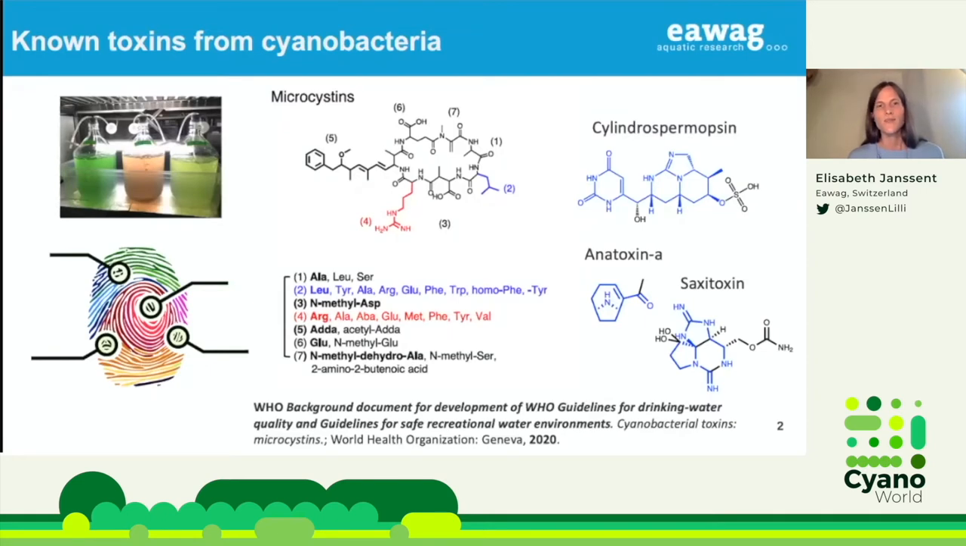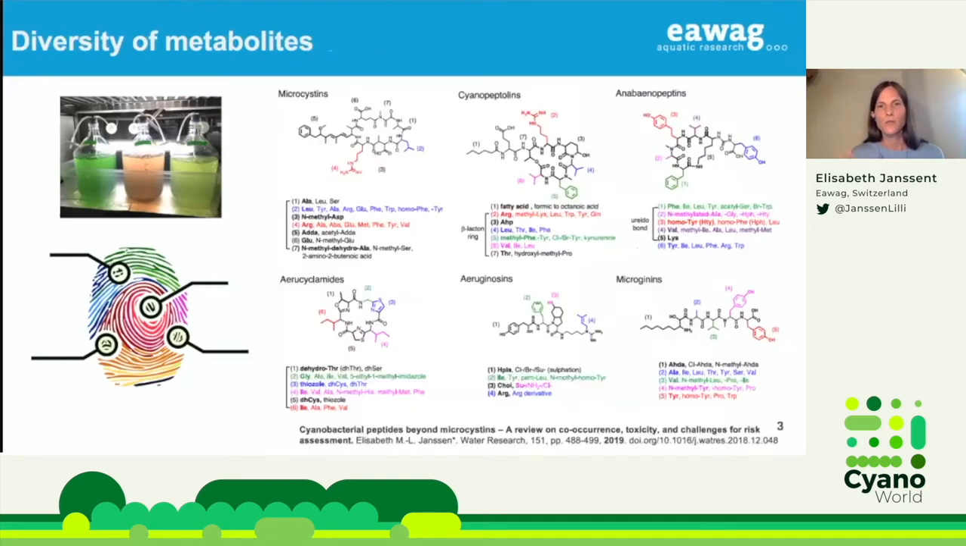When I started this work, I knew there were many more metabolites or peptides, not just the microcystins. I also looked at really great reviews about the biosynthesis machinery of cyanobacteria. When we look at the other cyanopeptide classes, we find a similar pattern of a core structure, as the microcystins have. We also see that in cyanopeptolines, anabaenopeptins, and other peptide classes. Then there is this interesting part with variable building blocks, and suddenly the diversity seemingly explodes because we have so many different variants of cyanopeptides, and then, of course, all the non-peptide-based metabolites.